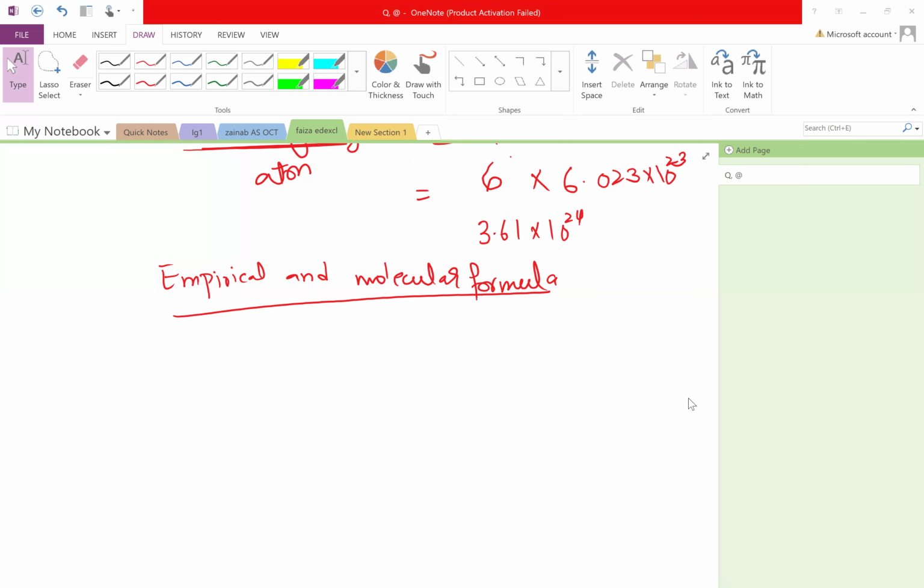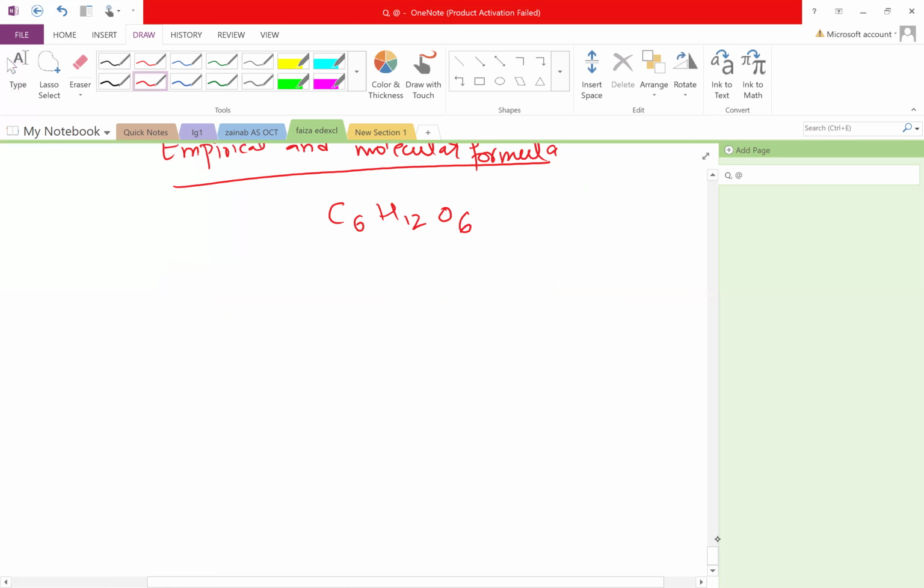Okay. So now what we were doing to find empirical and molecular formula. Let's suppose that I am writing a formula as C6H12O6. Simplify it. Go to the least ratio, for carbon, hydrogen, oxygen. Give the least number where these numbers cannot be further divided. Make this number very small, like there will be one. Okay, make it 1 to 1.